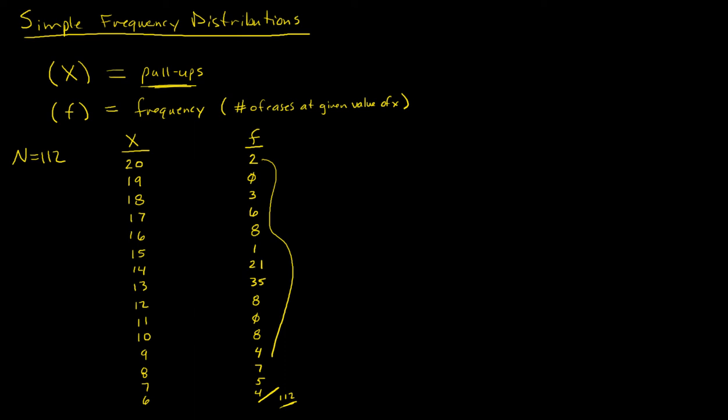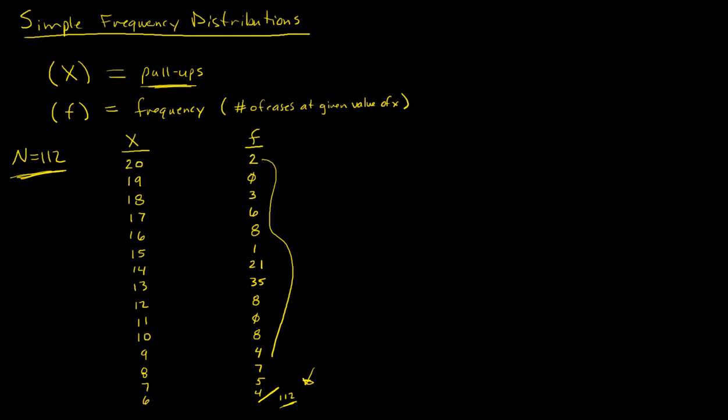So again, our N here is that we measured 112 students doing pull-ups. That's what this random variable x is. We had 2 students that could do 20, 0 that could do 19, 3 that could do 18, 6 that could do 17, and so on all the way down this list. And we can still nicely get things like our N size, which you would calculate down here. This is where you would show your N size.